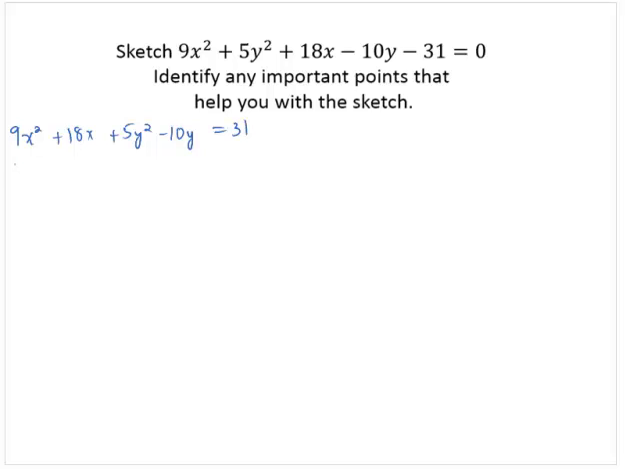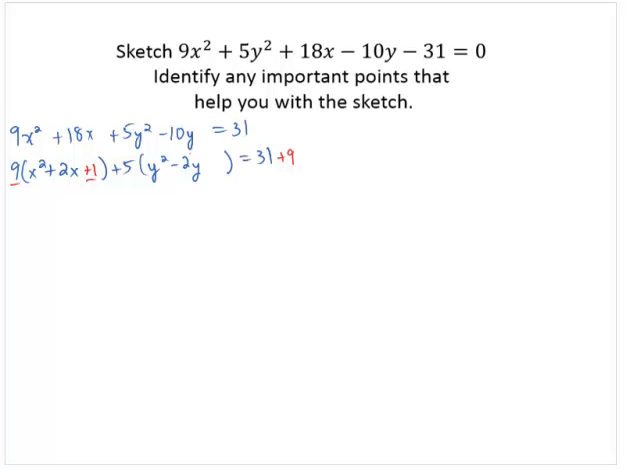Using a little bit of factoring, I can write this as 9 by x squared plus 2x, leave a space, plus 5 by y squared minus 2y, leave a space, equals 31. Now, completing the square. Half of 2 is 1, squared is 1. So I'm going to add 1, but really I've added 9 once. I've added 9 on the left, so I'll have to add 9 on the right.